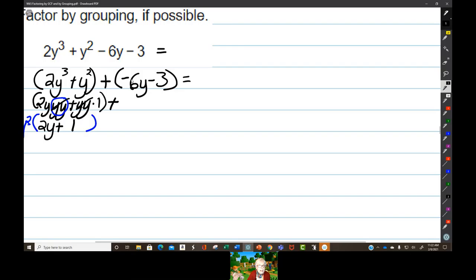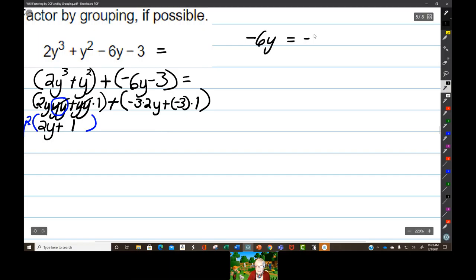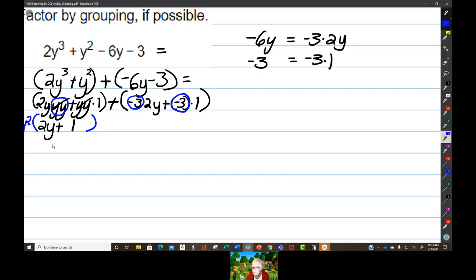Okay, now comes the harder part. Let me make this bigger. Your leading term is negative. That means your GCF has to be negative. So, I know that negative 6 breaks down into negative 3 times 2. That's negative 6. So, negative 3 times 2y plus negative 3 times 1. Negative 6y can be written as negative 3 times positive 2 times y, and negative 3 can be written as negative 3 times 1. Of course, there's always a 1. So our GCF is negative 3.